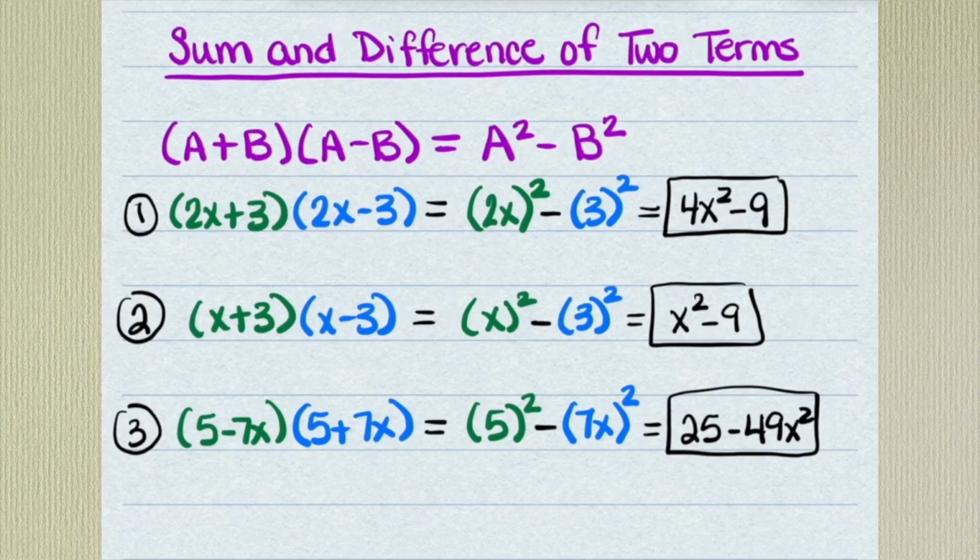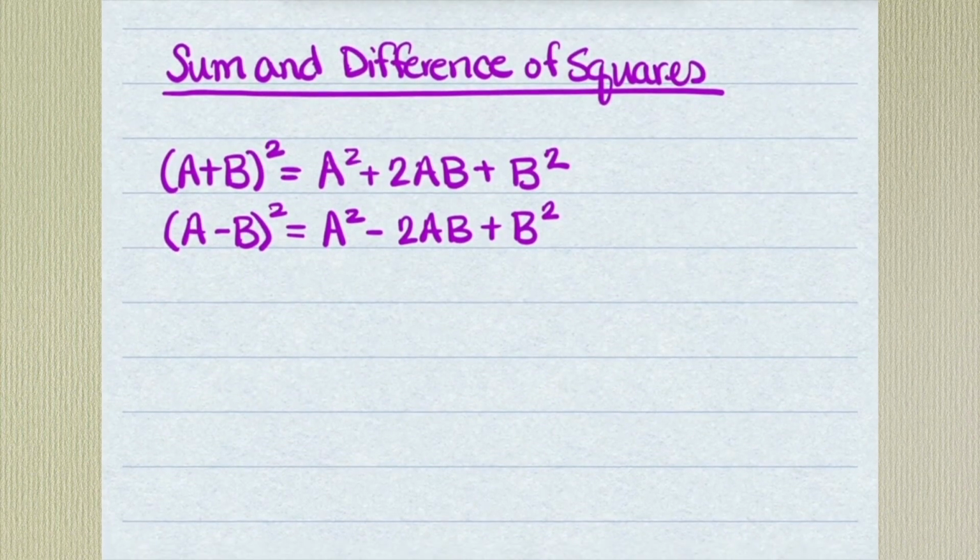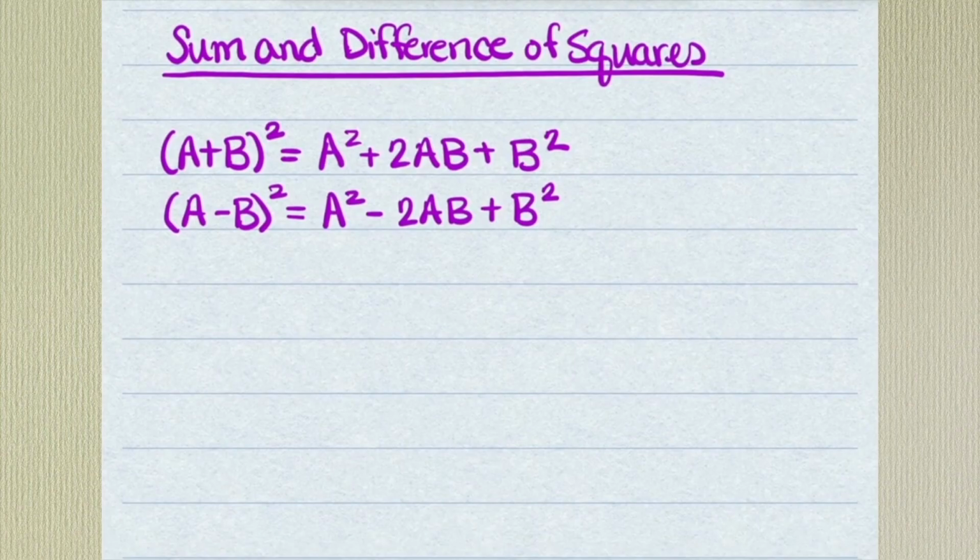Cool beans? Easy? Okay, let's look at this one. This is the square of a sum or difference, or sometimes they'll say squaring a binomial, because these are binomials. So a plus b squared is the same thing as a squared plus 2ab plus b squared. And a minus b squared is the same as a squared minus 2ab plus b squared.